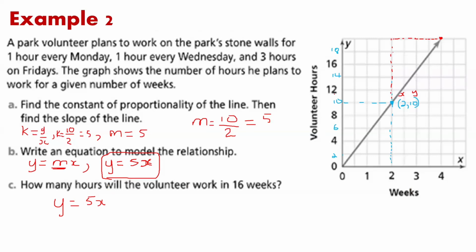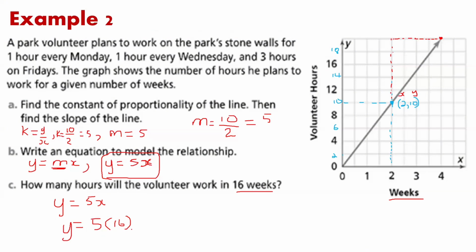So if you look at our graph, our y represents the volunteer hours. So in this equation, we are finding y. To find y, we must know what x is. So x here represents the number of weeks. And how many weeks do we want to know for? We want to know for 16 weeks. So all I need to do to find y is to multiply my constant, which is 5, times x, which is 16, to find my y.